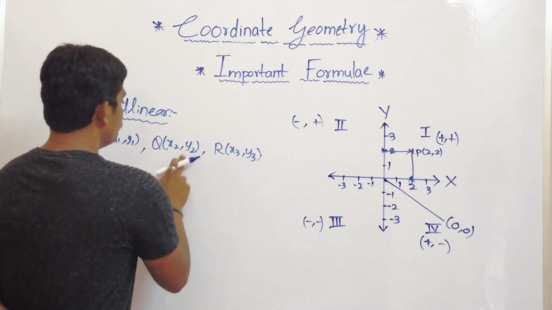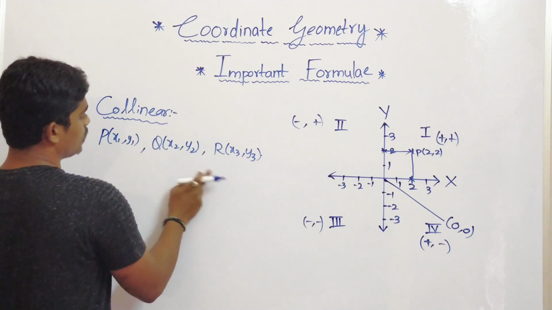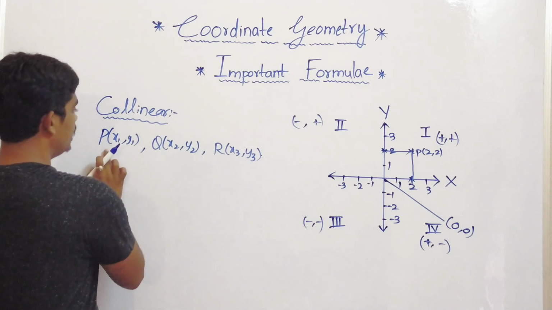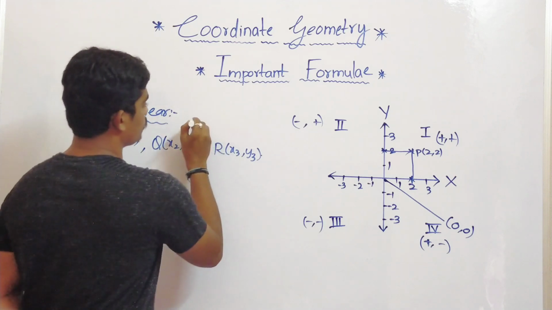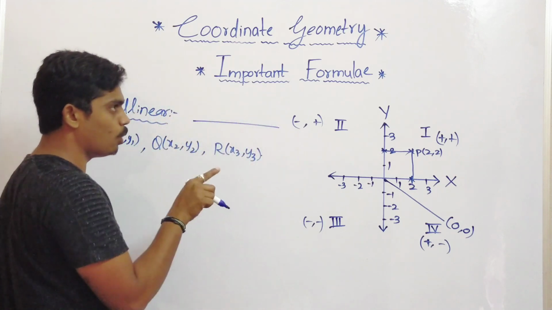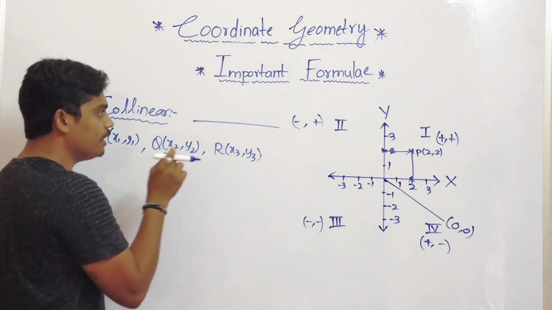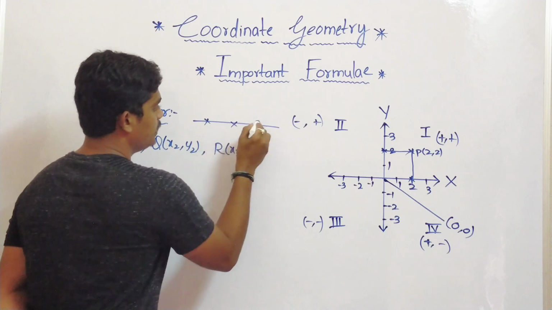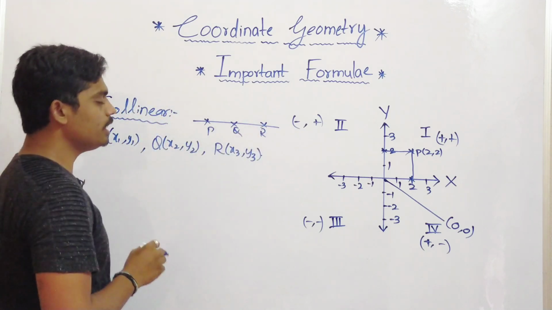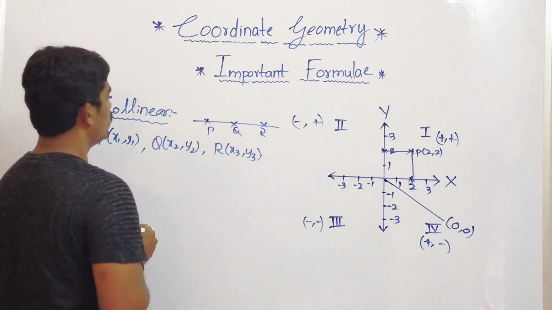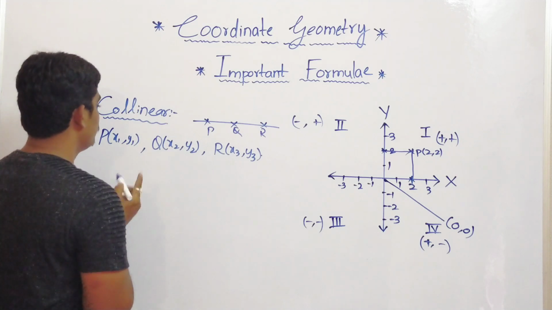How do we find whether these 3 points are collinear or not? P of x1, y1, Q of x2, y2, R of x3, y3. First understand what collinearity is. Collinearity means co means same, linear means line. If these 3 points P, Q, R lie on the same line, then these 3 points are said to be collinear. Now how do we find whether these 3 points are collinear or not? Very easy.